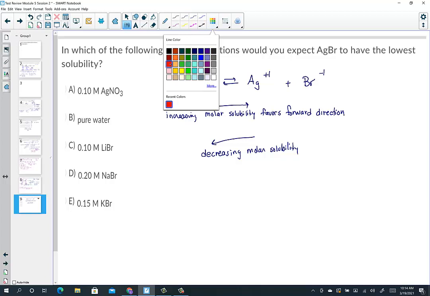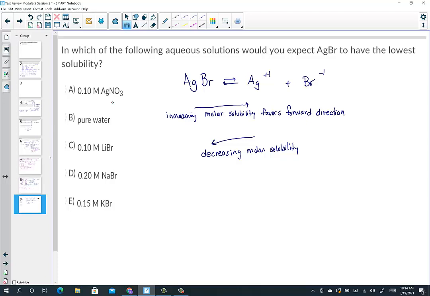So when I look at letter A, it says I'm going to add 0.1 molar of silver nitrate. Well, you see the common ion? If I add 0.1 molar silver nitrate, I'm increasing the silver concentration, which would then force the solution left, decreases the molar solubility. This is not one that would increase the solubility, it's going to decrease. It's pushing left. Letter B is pure water. Well, with pure water, there's no common ion, so you're going to push to the right. If you think about AgBr plus adding water, you're going to push the equation to the right. That's increasing solubility.